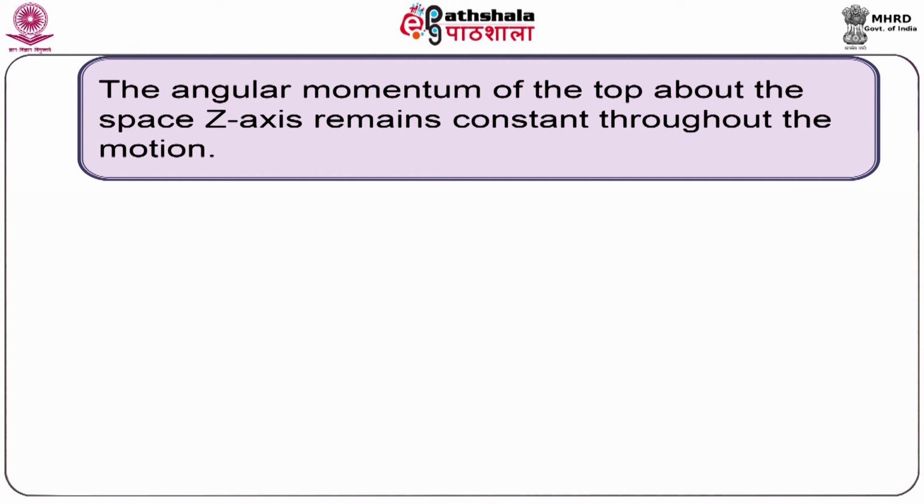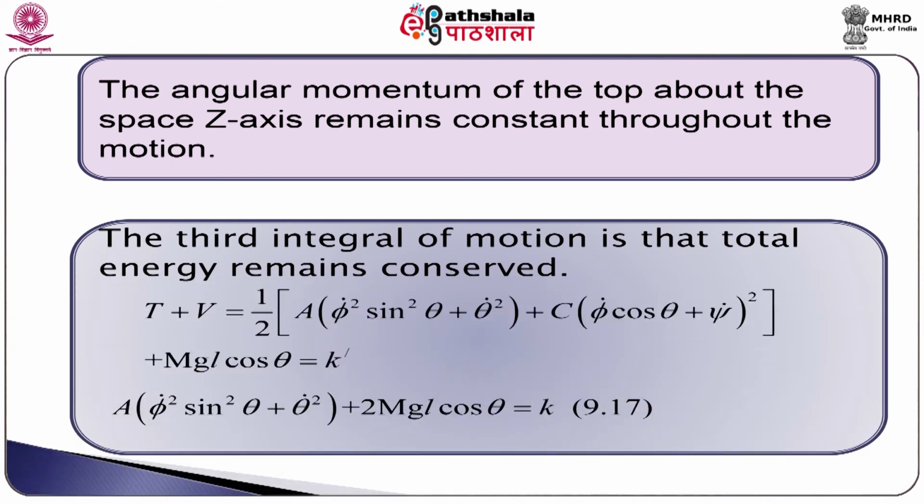Physically, this follows from the fact that there is no torque about the space z axis. The motion due to change of theta is called nutation, and that due to change in phi is called precession. We have already obtained two integrals of motion. Next, consider the third integral of motion, which is that total energy remains conserved.